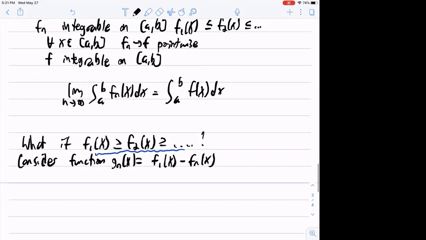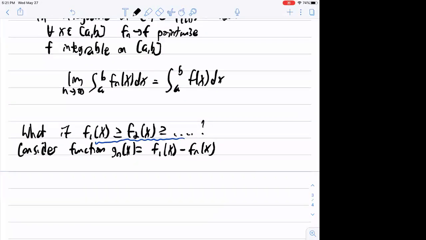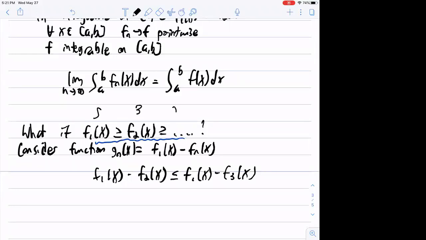Let's just think about it. Minus f2 of x. The next term is f1 of x minus f3 of x. Which one's bigger? F3 was smaller than f2, right? So when I subtract something smaller, I get something bigger. Like, if you have 5, 3, and then the next term is 2, 5 minus 3 is less than or equal to 5 minus 2. Hopefully that's clear.